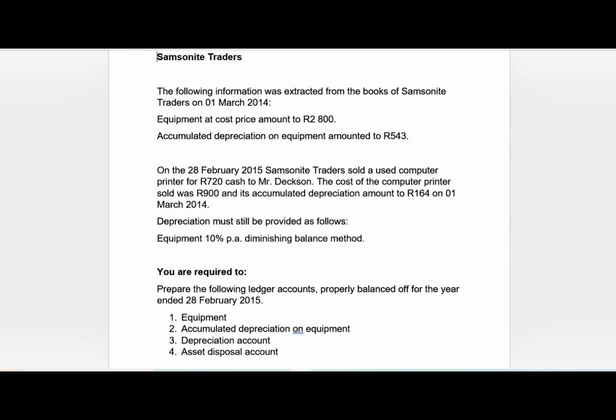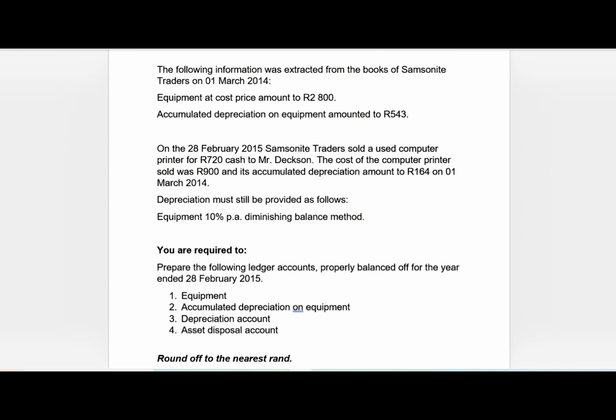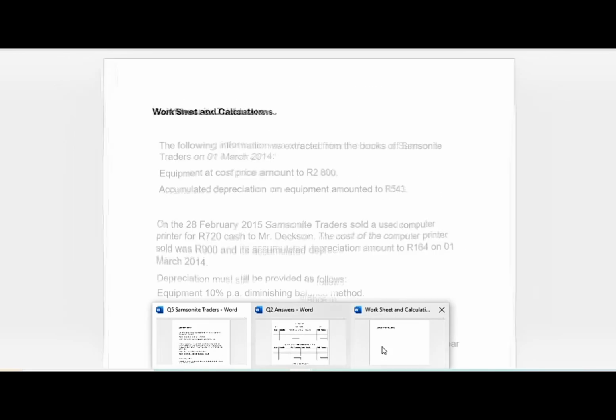You are required to prepare the following ledger accounts, properly balanced off, for the year ended 28 February 2015: equipment account, accumulated depreciation on equipment, depreciation account, and asset disposal account. Without any waste of time, I want us to go to our calculation sheet to outline the period first.